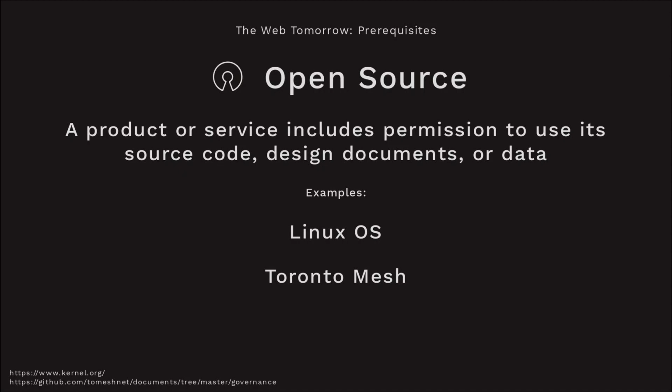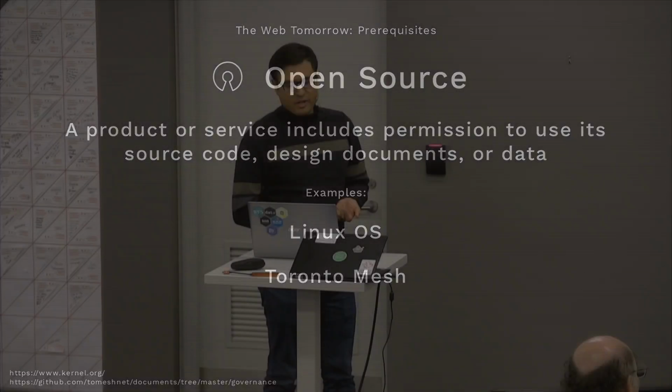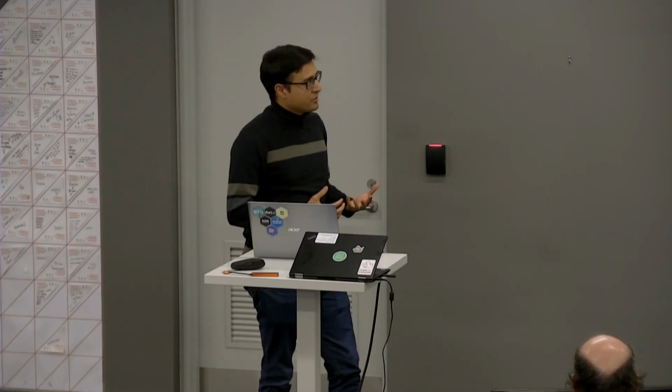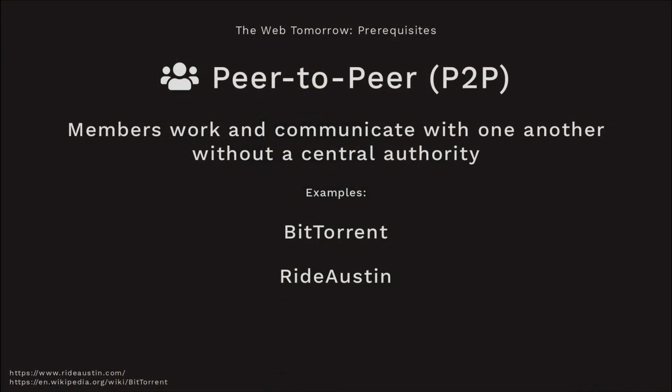One example is the governance documents that Toronto Mesh makes public through GitHub. Open source covers pretty much every area, so software, hardware, governance, what have you. The next term is peer-to-peer. In a peer-to-peer system, members of a group or network can communicate with one another instead of relying on a centralized service. One example is Ride Austin, a ride-sharing co-op that links riders directly to vehicle operators.